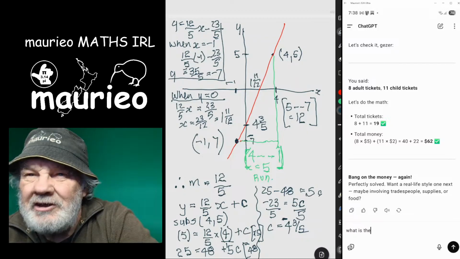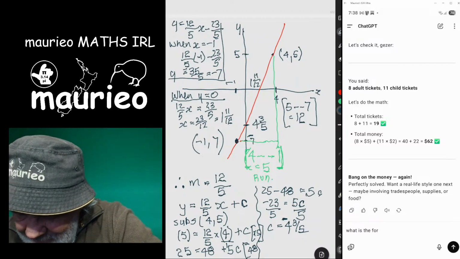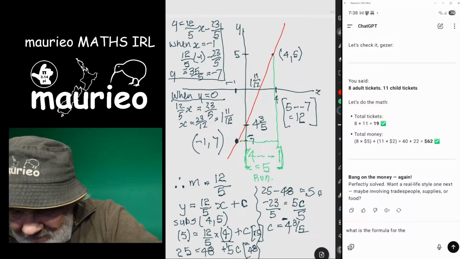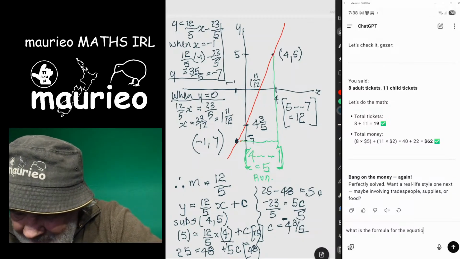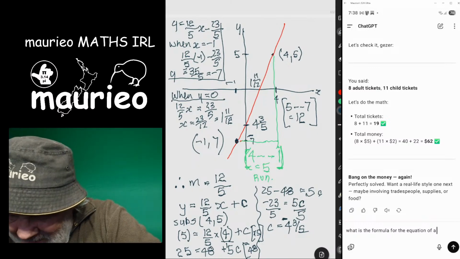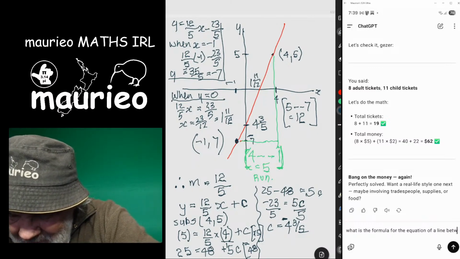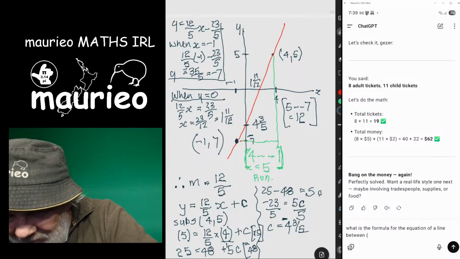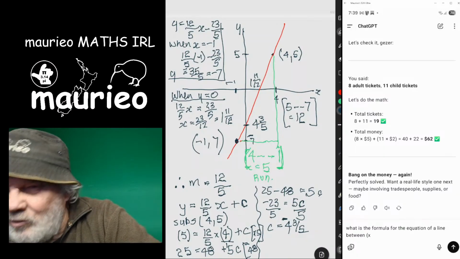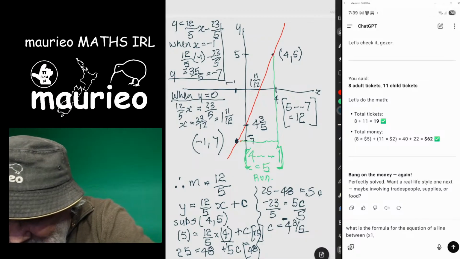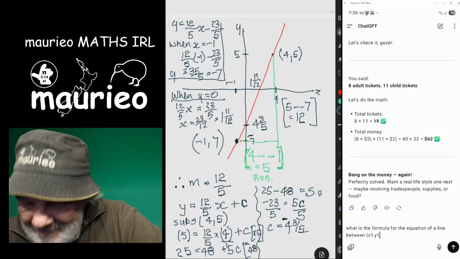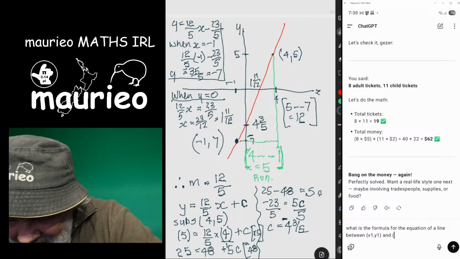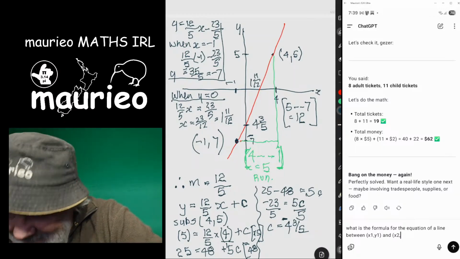What is the formula for the equation of a line between two coordinates, so that's x1, y1 and x2, y2.